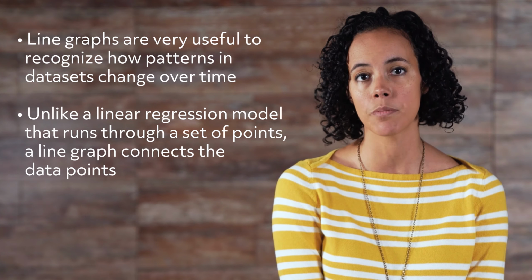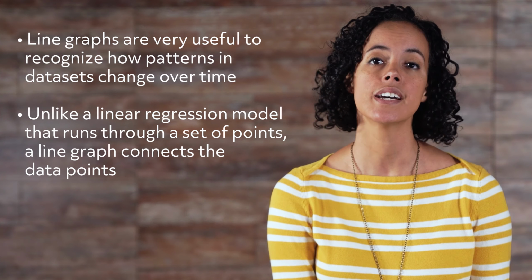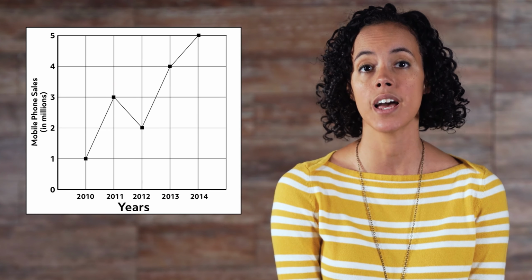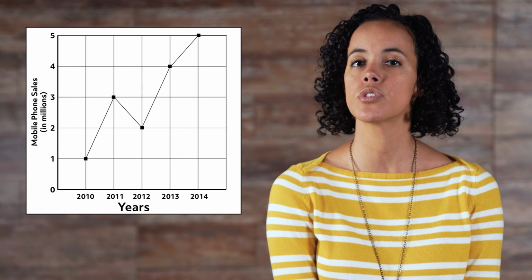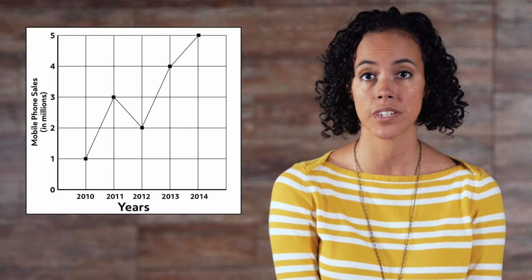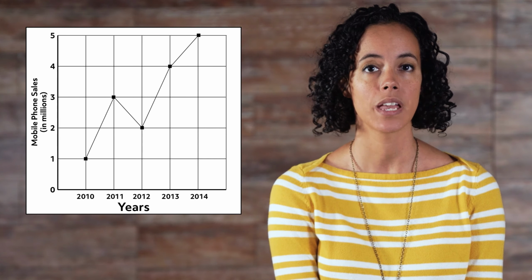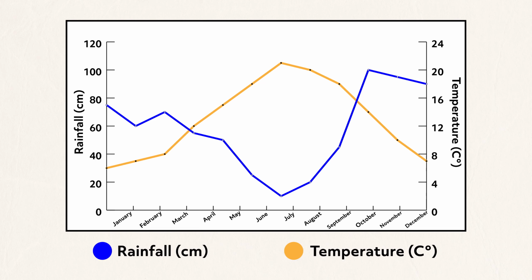Unlike a linear regression model that runs through a set of points, a line graph connects the data points. The graph of mobile phone sales over time shows an overall increasing pattern. However, there was a noticeable dip in the sales between 2011 and 2012. Graphing multiple variables together in a line graph can also be very informative. For example, suppose temperature and rainfall amounts in a particular region were graphed simultaneously. As can be seen, contrasting weather patterns are revealed.